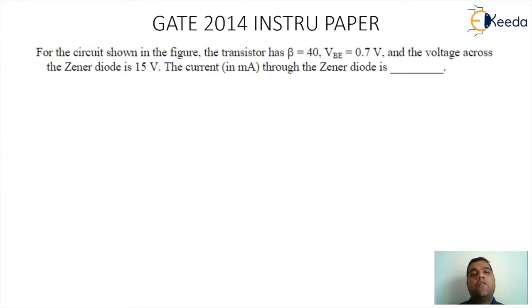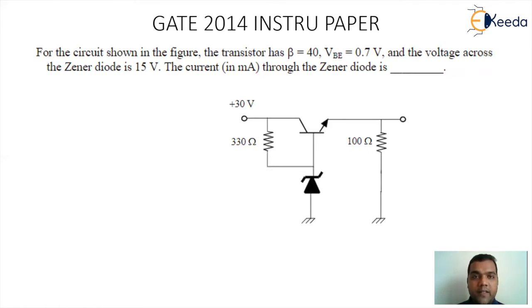Next question. This question is from the GATE 2014 Instrumentation paper. Let's have a look at the question. For the circuit shown in the figure, the transistor has beta equal to 40, VBE equal to 0.7. The voltage across Zener diode is 15 volt. The current in milliampere through the Zener diode is. So we want to find the current of the Zener diode. The supply voltage is 30 volt and the voltage across the Zener is going to be 15.